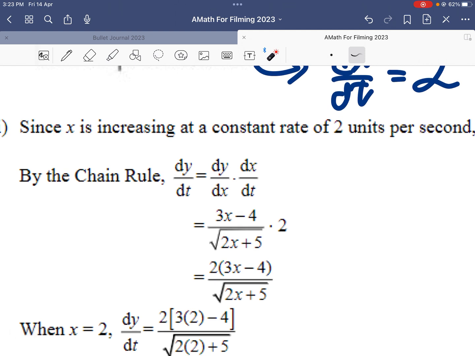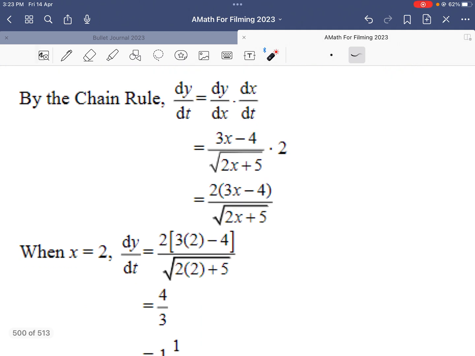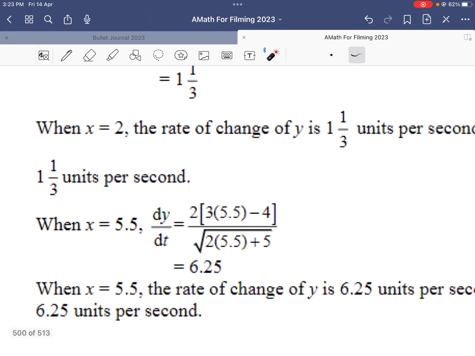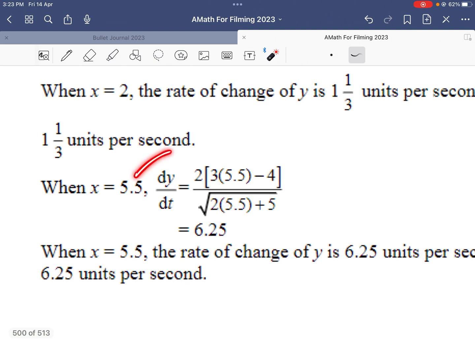So dy/dx was found previously. The rate of change of y with respect to t: dy/dx is here, multiplied by dx/dt. I get this expression here. When x equals 2, you just sub in the values. You find the rate of change of y with respect to t is 1 1/3 units per second, increasing.